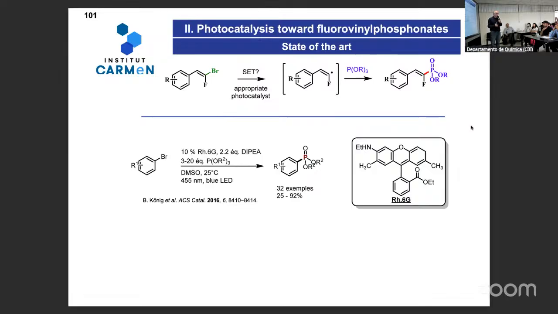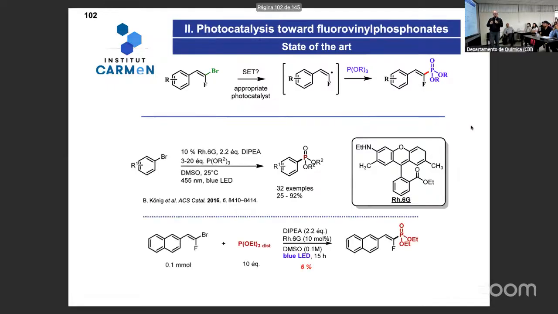So what did we do? We took exactly the same conditions and we applied them to our substrate. Next, please. And applying these conditions to our substrate, we got 6% of yield. It's not good, but it means that it works.